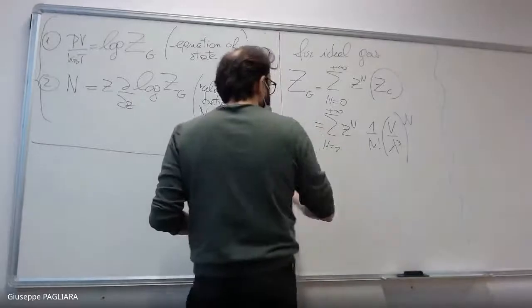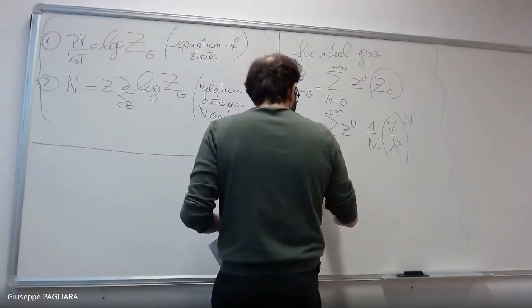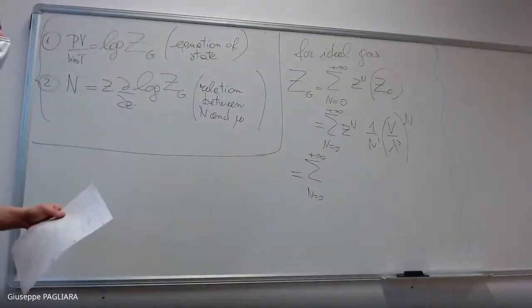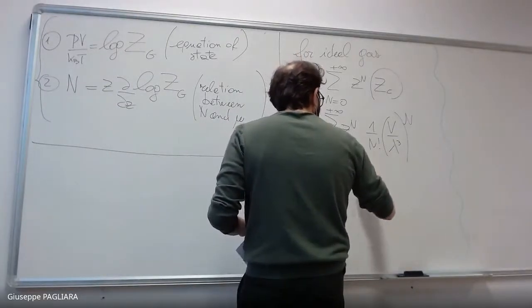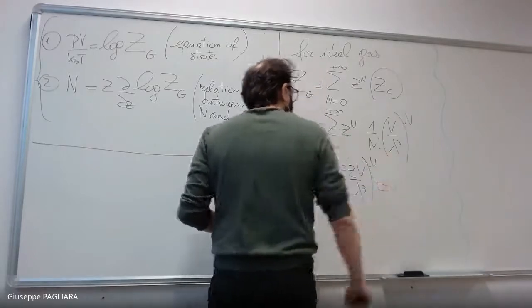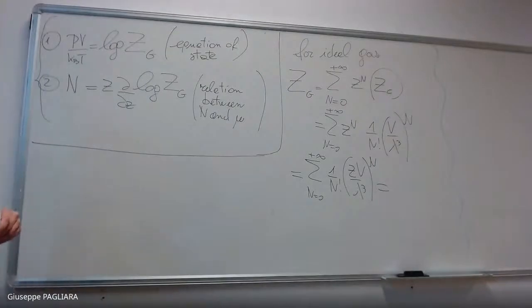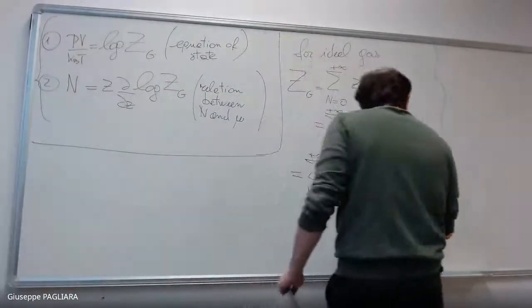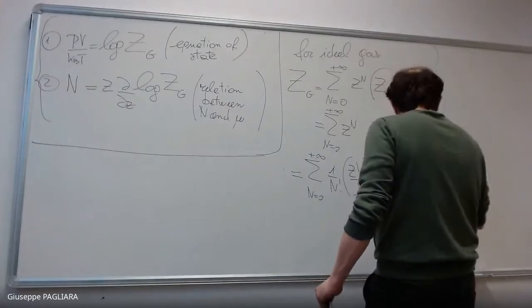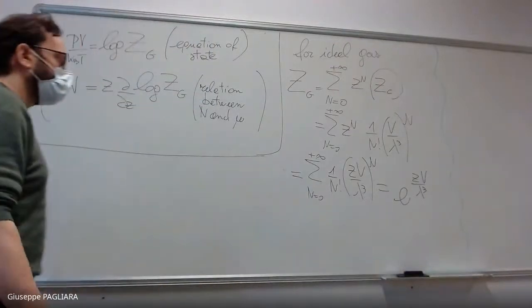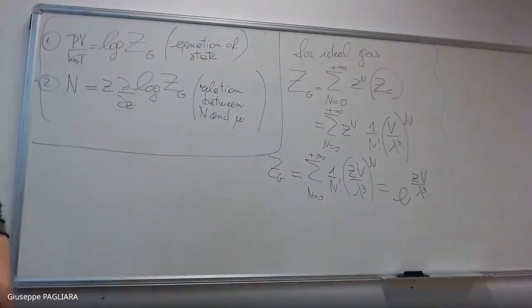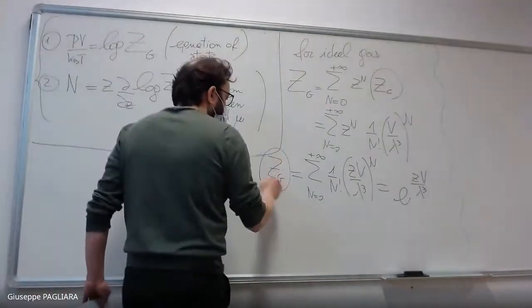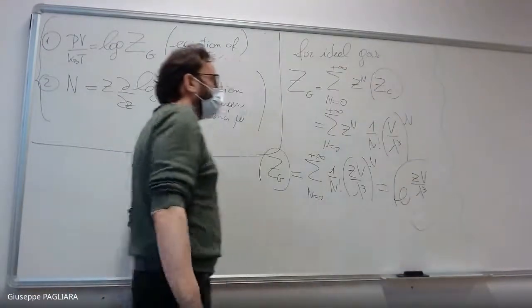And this is equal to the sum from N equals 0 to plus infinity of 1 divided by N factorial times z V over lambda cubed, to the power of N. And now we know the sum of this series because it's just the exponential. This is the exponential of z V divided by lambda cubed. And this is the Z_G that can be computed analytically without any approximation for the ideal gas.